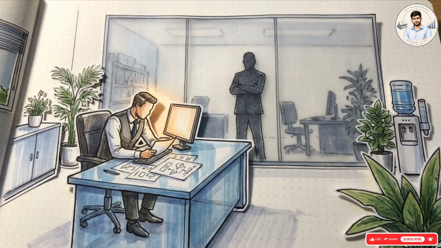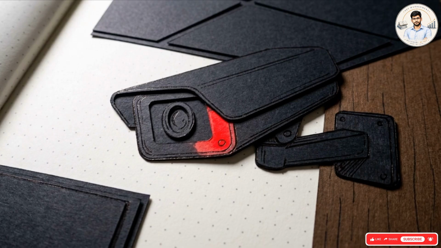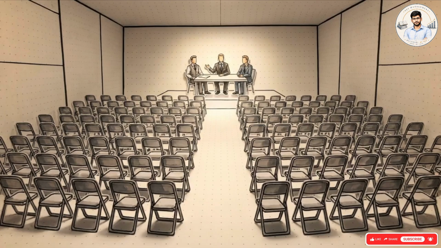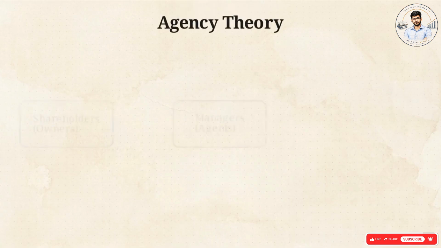But external laws only work if the internal operations of a company are sound. Who is actually watching the managers to make sure they follow these CSR rules? This brings us to the core operational conflict of modern business. The people who own a corporation, the shareholders, are rarely the same people running it daily. This divide creates agency theory.